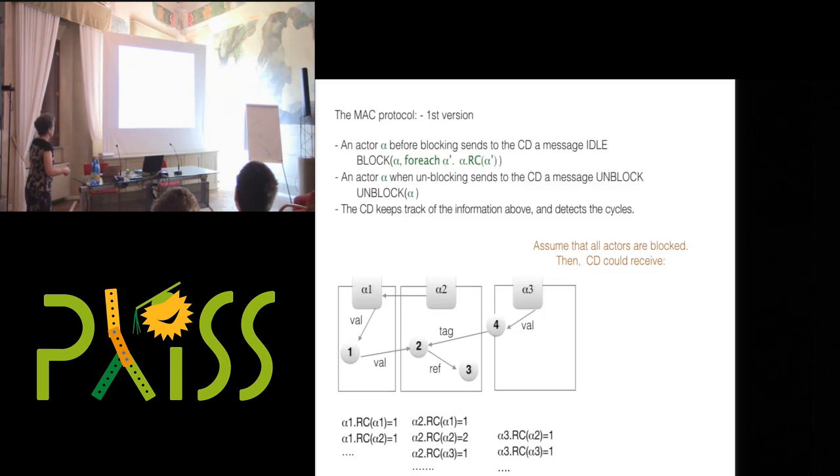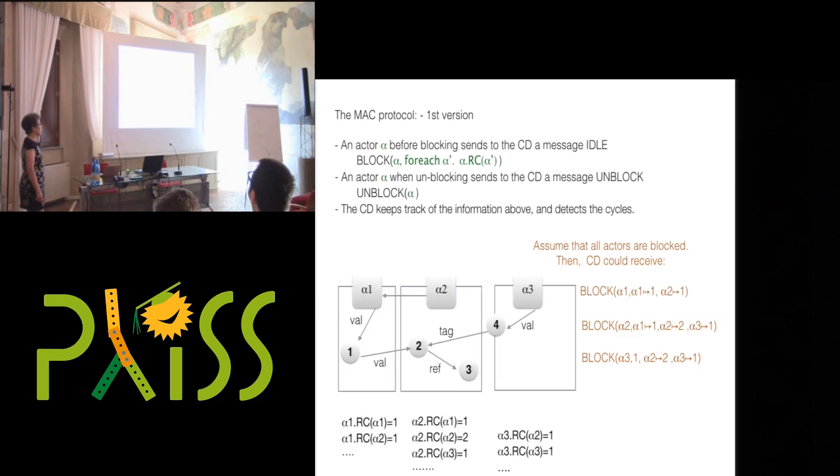So here is an example of the first version. All the actors are blocked. Then the cycle detector receives information from alpha 1, from alpha 2, from alpha 3. Now it has enough information and it has found the cycle. It kills them all, happy.